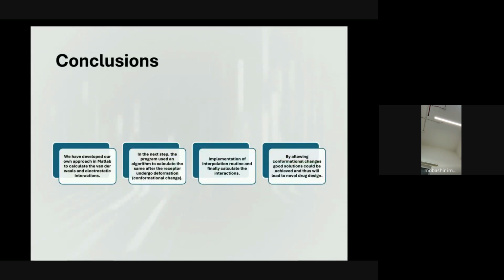So, in conclusion, we developed our own approach in MATLAB to calculate the van der Waals interactions and electrostatic interactions. In the next step, the program used an algorithm to calculate the same after the receptor undergoes deformation or conformational changes. Implementation of an interpolation routine and finally calculate the interactions, the most optimal interactions. By allowing conformational changes, good solutions could be achieved and thus will lead to novel drug design.